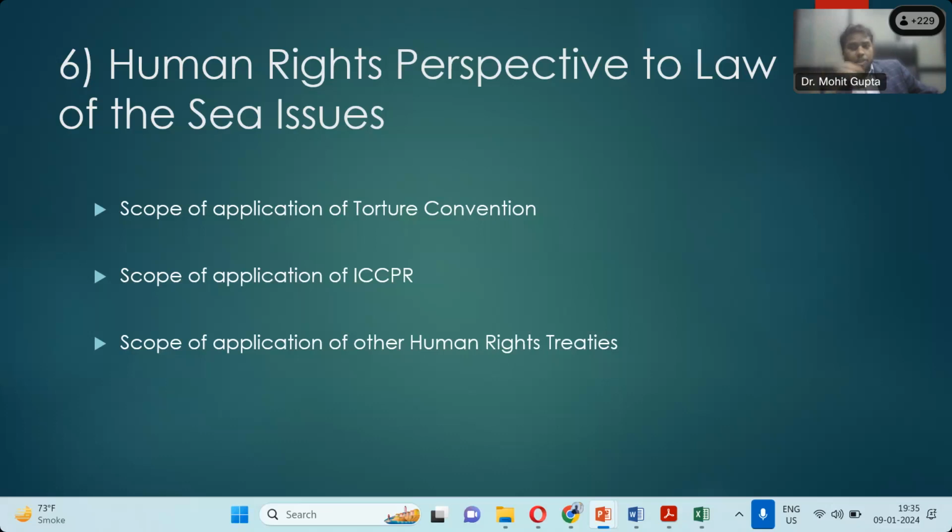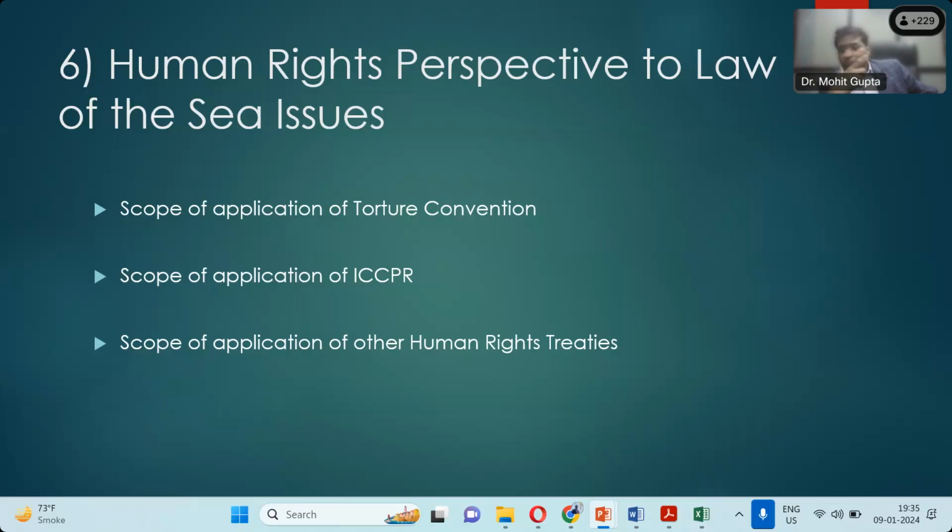Suppose there is a ship moving in high seas and torture is happening. Whether the torture convention will be relevant for the seafarer, or the people who are working on the vessel, whether they come within the protective ambit of a human rights treaty. This can be true with respect to ICCPR.